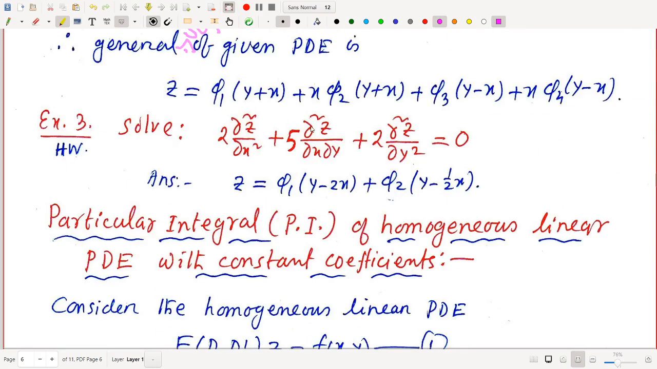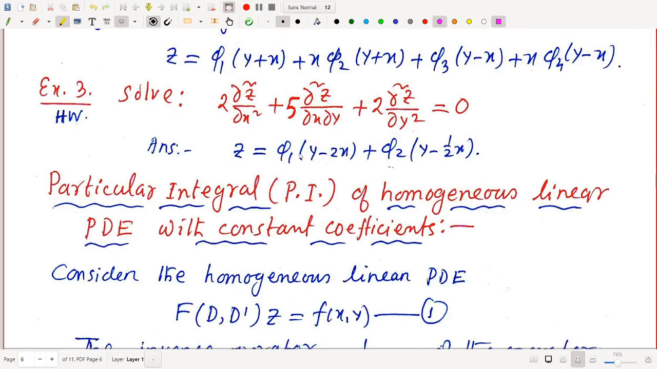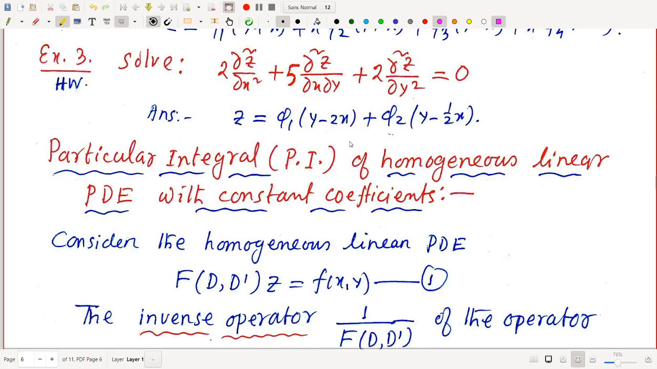Number 3, homework you will do, and the answer is also given. Here you will get (m − 2)(n − 1/2). That's why the answer is like that, with different roots.